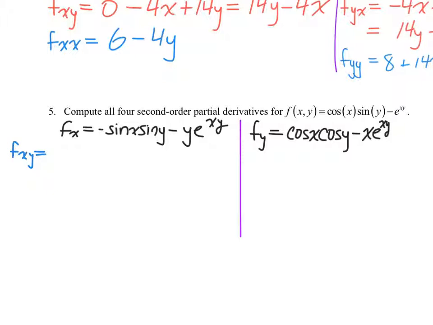So I'm doing this with respect to y, so I'm taking the derivative of the sine of y, which is going to become cosine of y. So negative sine x cosine y.